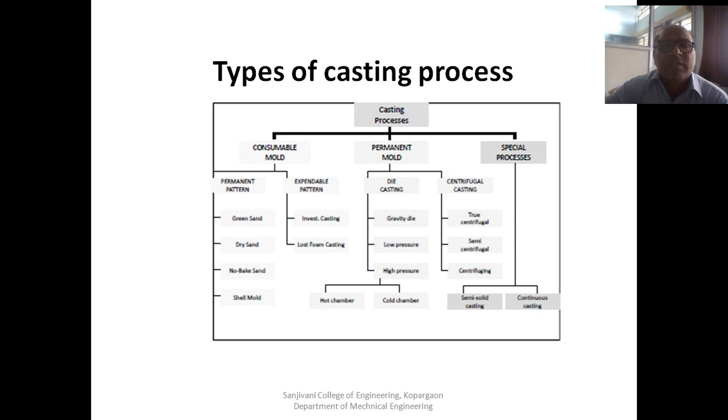Okay. These are the various types of casting processes. That may be the consumable mold type casting process, that may be the permanent mold type, that may be special processes. Let's go through this PPT.